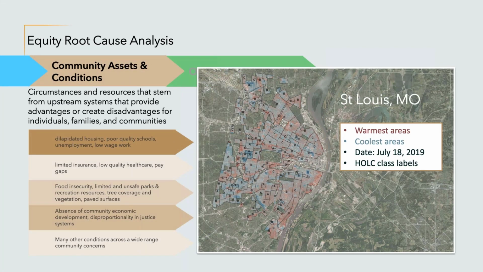Redlining and segregation has been linked to temperatures in neighborhoods. This map aligns an analysis of temperatures on a particular day in the summer of 2019. It aligns them with HOLC grades from historic redlining policies. The bluer areas are cooler and the warmer areas are red. So let's focus on this grade A area.